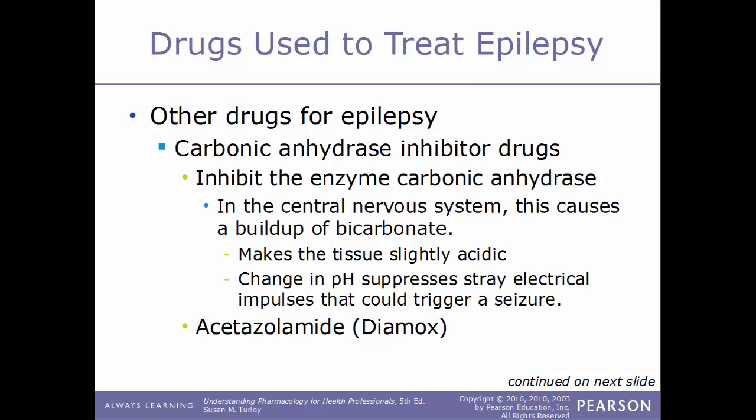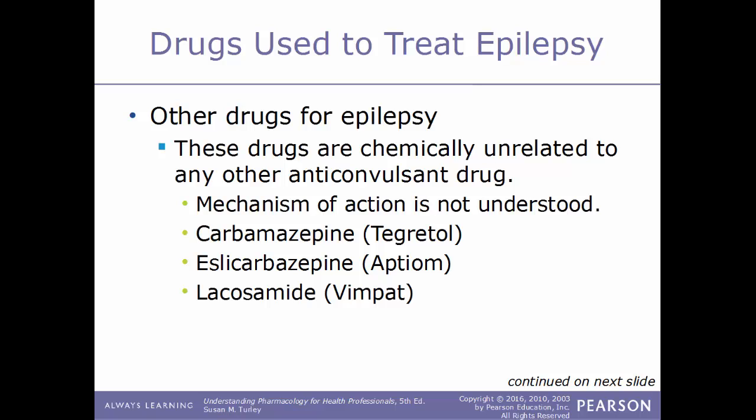An example of this kind of drug would be acetazolamide, also known by its trade name Diamox. There are also some other drugs used to treat epilepsy that are chemically unrelated to any other anticonvulsant drug. Mechanism of action is not understood.